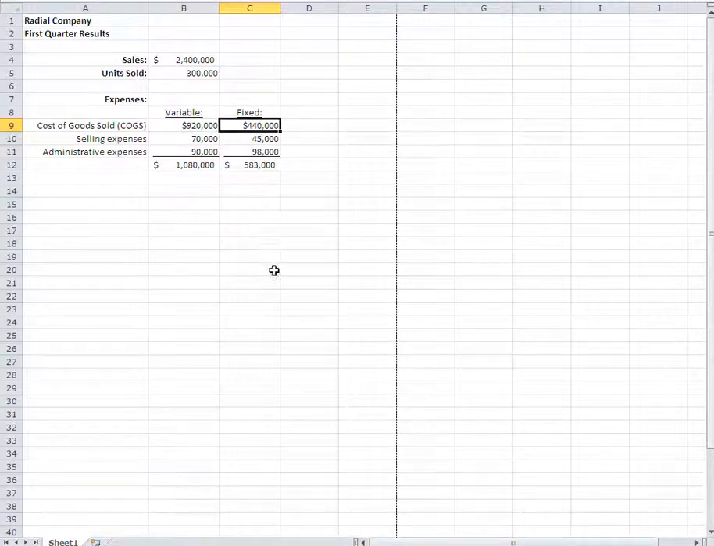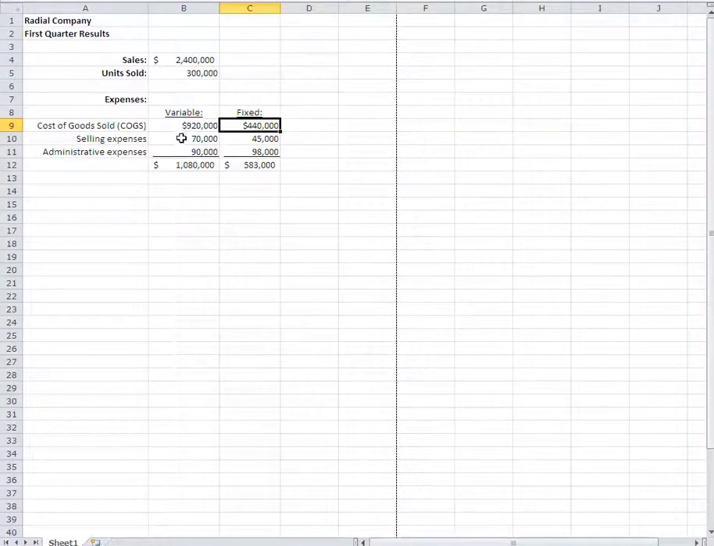The fixed component of cost of goods sold would include things such as depreciation on the plant and equipment, also rent expense if the plant was perhaps not owned, supervisor salaries that would not vary with the level of production, and property taxes on the plant, which would also be a fixed item.